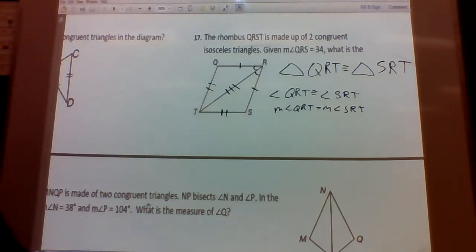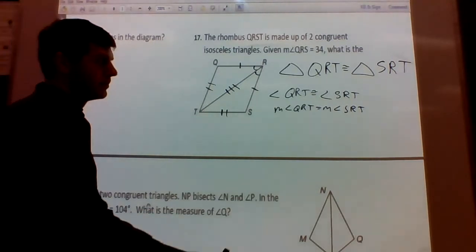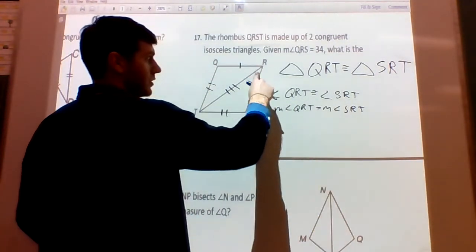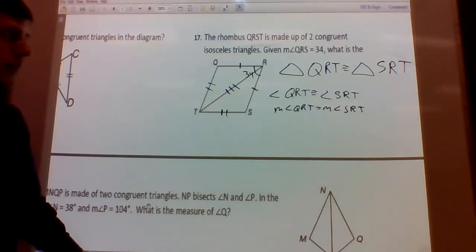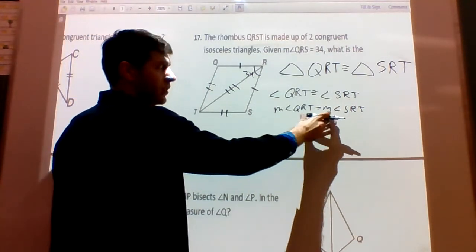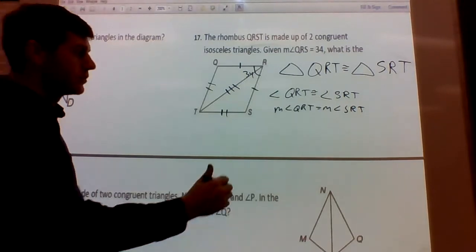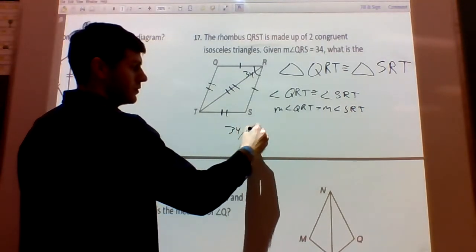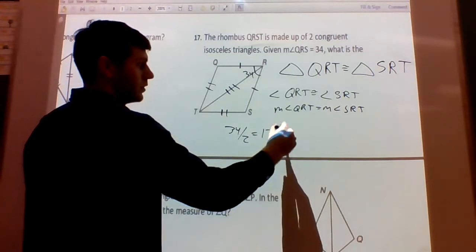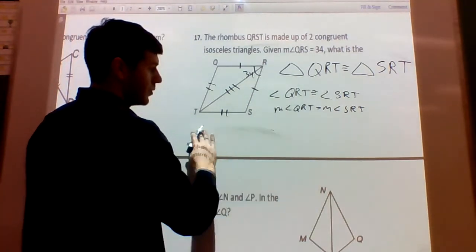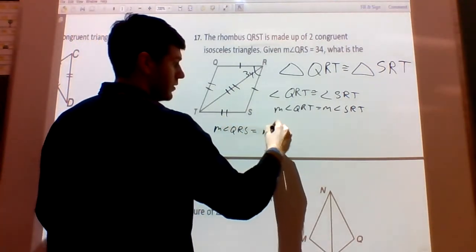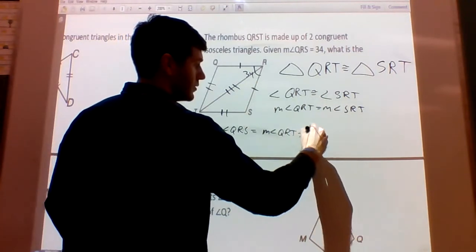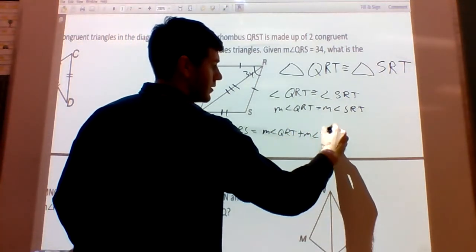Since the angle measures are the same, and the whole thing is 34, right? Angle QRS is 34. And we know these two are the same. The only possibility for them to be is 17, right? We have to split 34 into two congruent pieces. So if we want to be more formal, we would say the measure of angle QRS is going to equal the measure of angle QRT plus the measure of angle SRT.